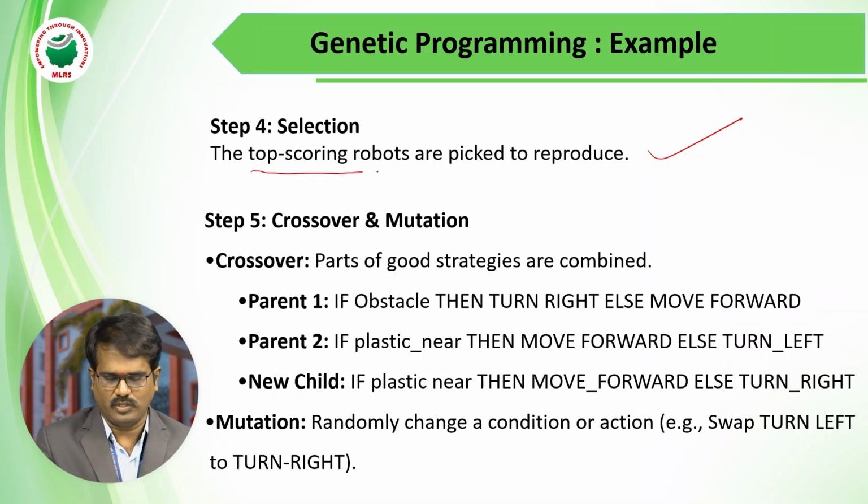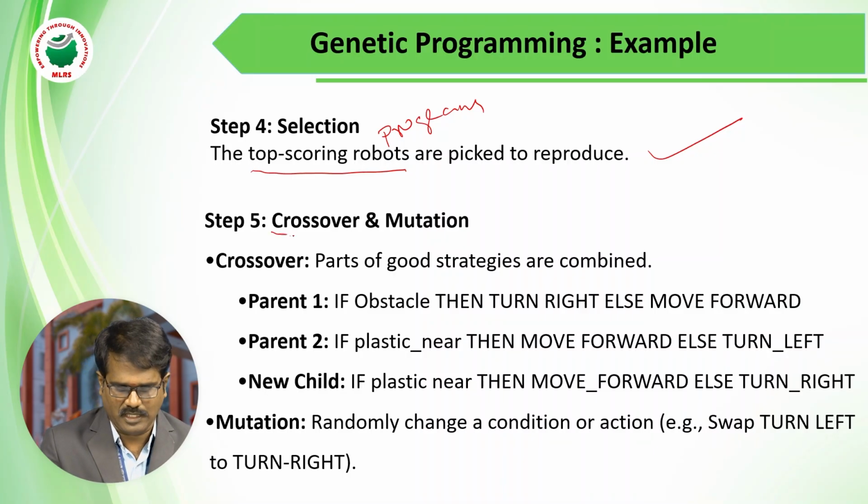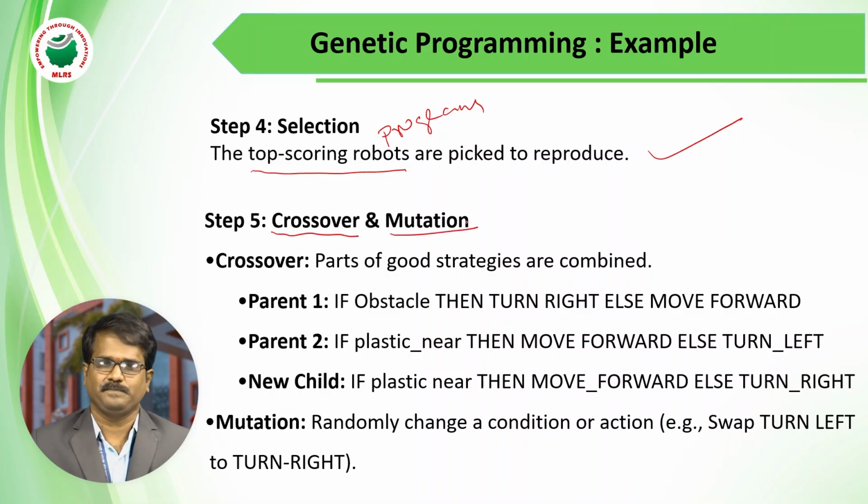Top scoring robots or top scoring programs are picked to reproduce. That is the selection process. After the completion of the selection process, what do we need to do? We need to mix them up to generate new programs. For that purpose, I am doing crossover as well as mutation.